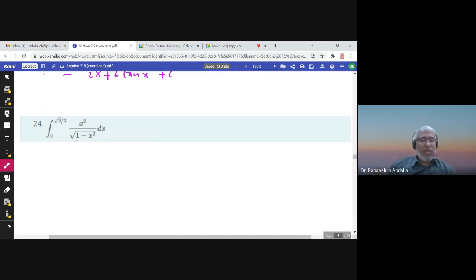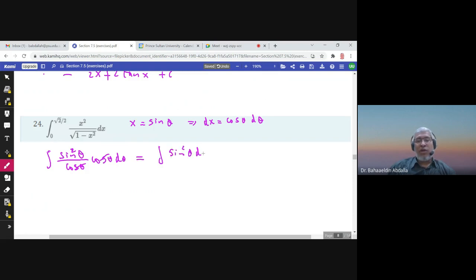Well, I have 1 minus x squared, so I can take x equals sine theta using trigonometric substitution, and then dx would be, the derivative of sine theta is cosine theta, and the integral would be x squared is sine squared theta, square root of 1 minus sine squared, cosine squared, so the square root, I will have cosine theta, and this is cosine theta d theta, and it would be the integral of sine squared theta d theta.